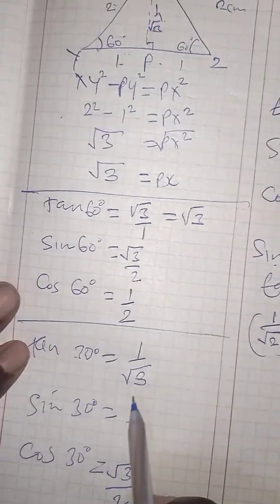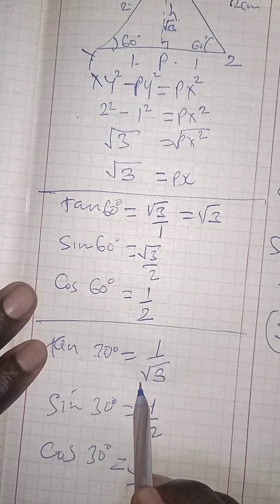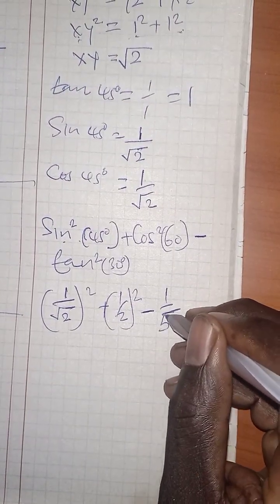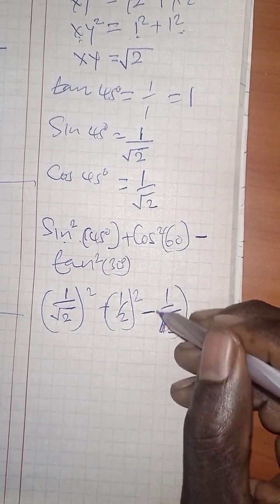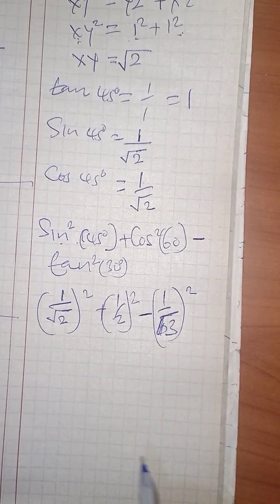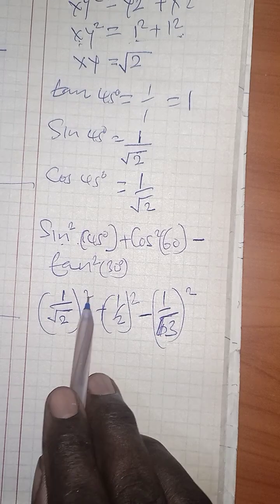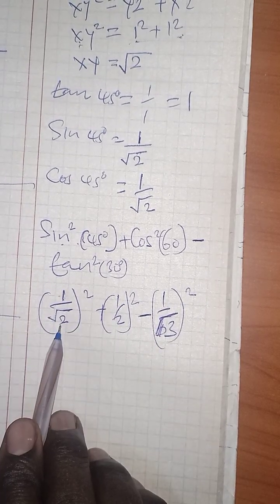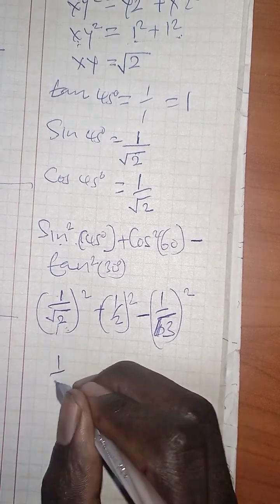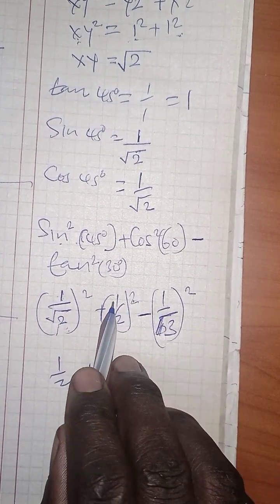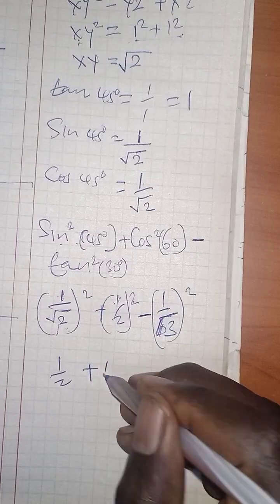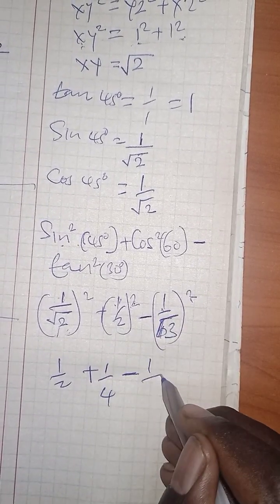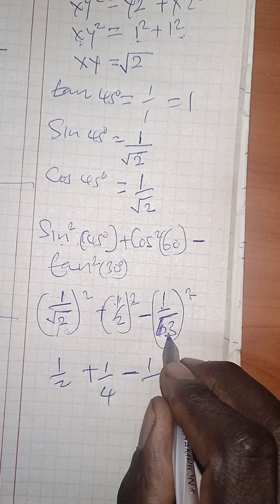Tan 30, let me remind you, it is here. It's 1 over the square root of 3, and this is squared. Now, 1 squared is 1, the square root of 2 squared is 2. So here we shall have a half plus, 1 squared is 1, 2 squared is 4, minus 1 squared is 1, the square root of 3 squared is 3.